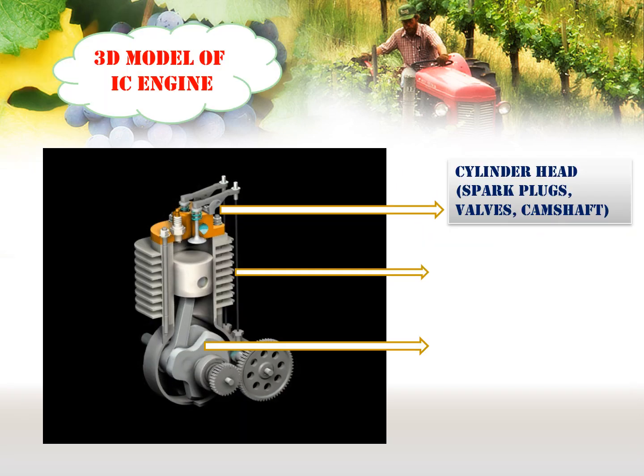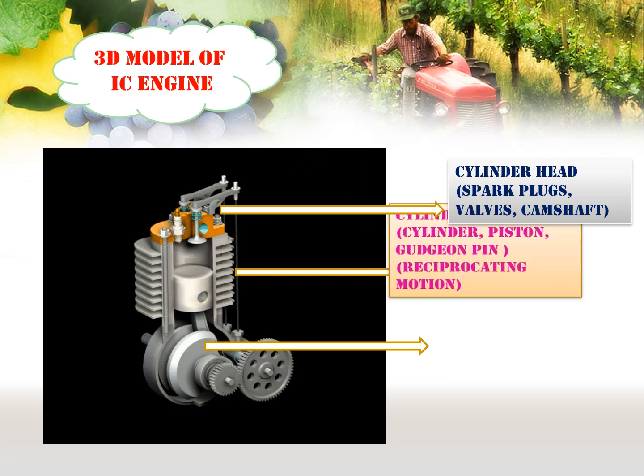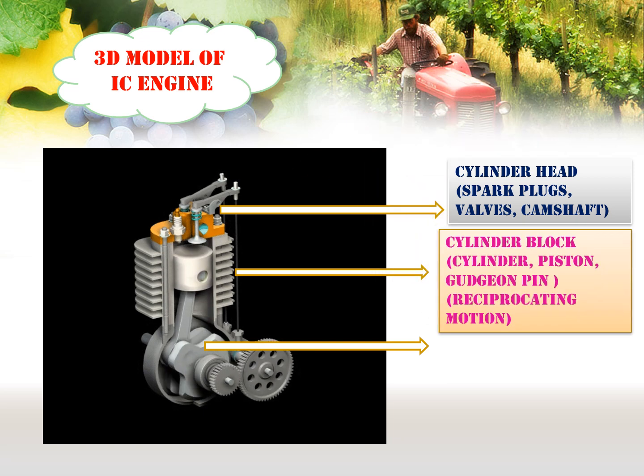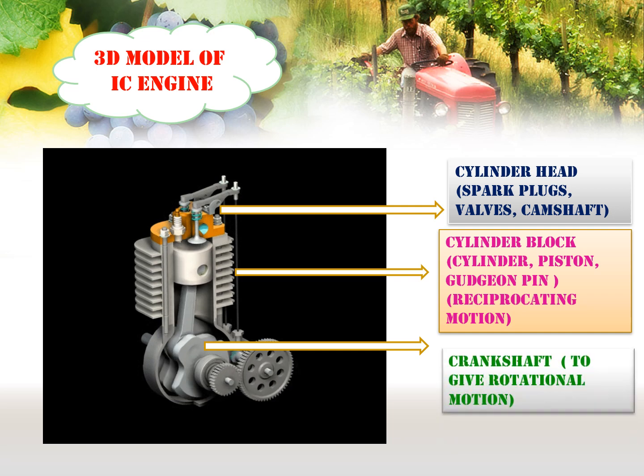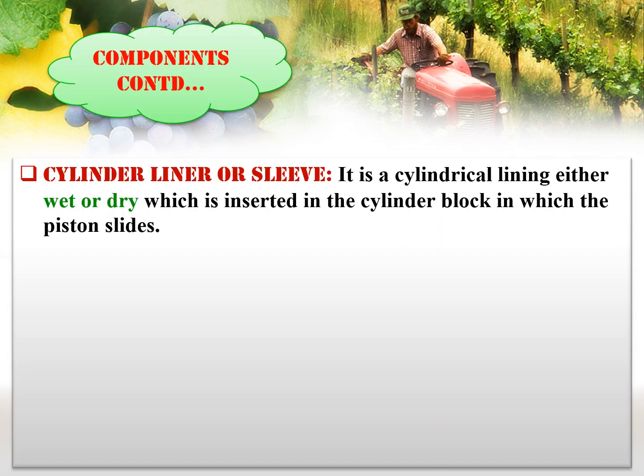It is a 3D model of IC engine. Here the reciprocating motion of piston is converted into rotational motion by crankshaft. Due to burning of fuel, high temperature is generated in the cylinder block. In order to handle this high temperature, the cylinder liner is inserted in the cylinder block.